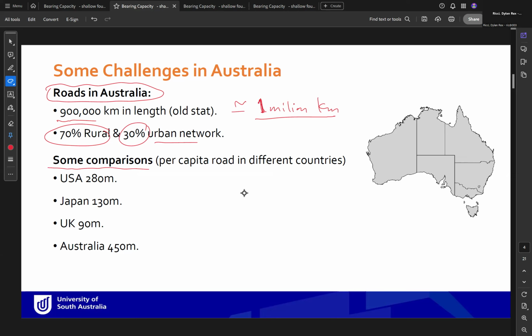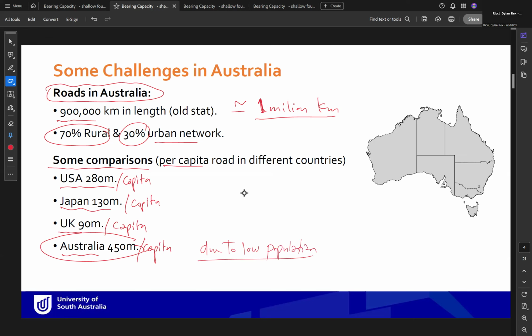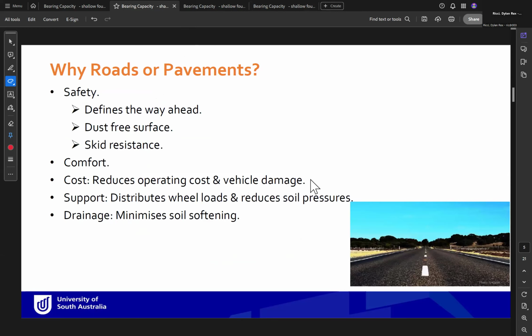Okay, and if we compare the length of roads per capita here and in other countries, in the USA we have 280 meters per capita, which is the length of roads per person. In Japan, it is almost 130 per capita. In the UK, 90 meters per capita. And in Australia, it is 450 meters per capita. So as you can see, due to the low population in Australia, it's almost 450 meters per capita. This is just a comparison between the road lengths in Australia and other countries like the USA, Japan and the UK.